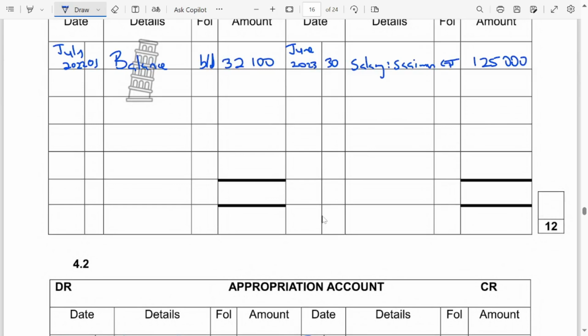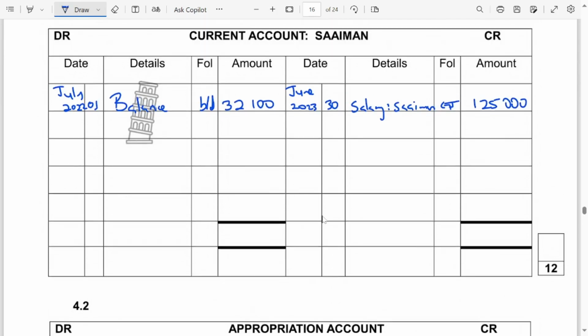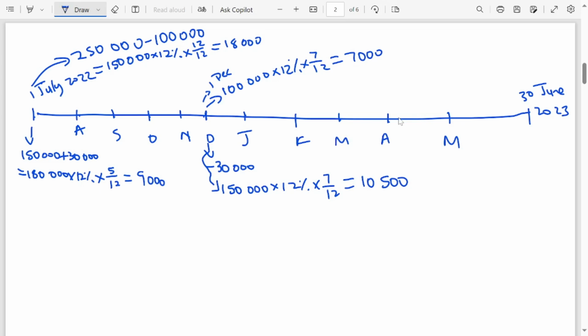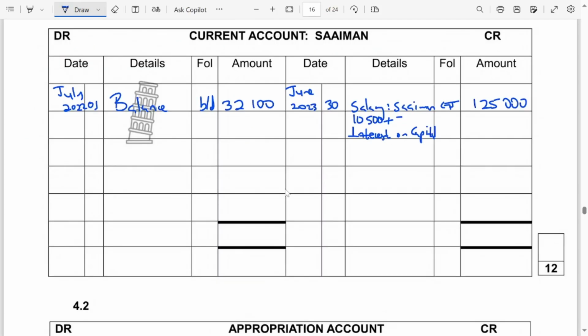And remember, we're doing the current account of Seaman. So where do we record the interest on capital for Seaman? Where do we record the interest on capital in the current account? We record it on the credit side. So it's 10,000 plus how much? Plus 9,000. So that is 19,000. That is 19,500. Right? Let's continue.